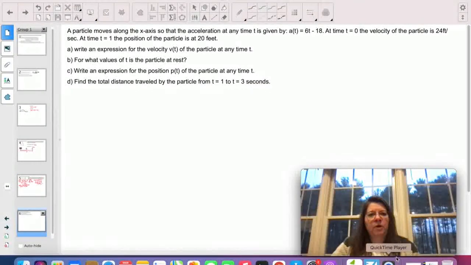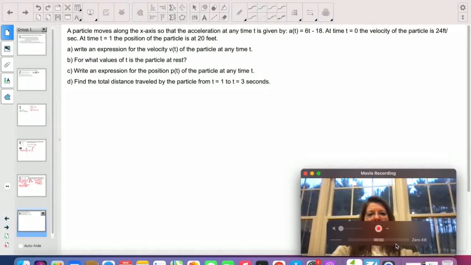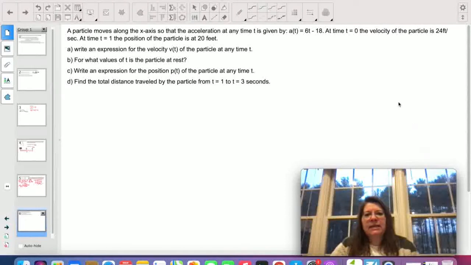For the next one, a particle moves along the x-axis so that the acceleration at any time t is given by a of t equals 6t minus 18. At time t equals 0, the velocity of the particle is 24 feet per second. At time t equals 1, the position of the particle is at 20 feet. So they've given us three things here. They gave us the acceleration function.